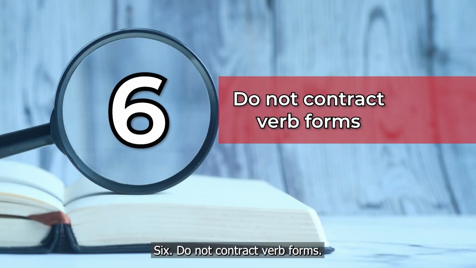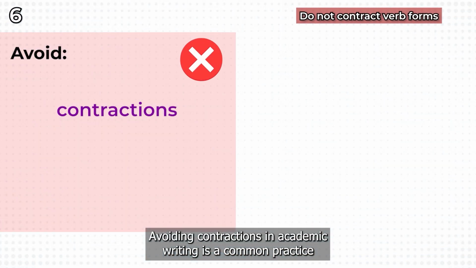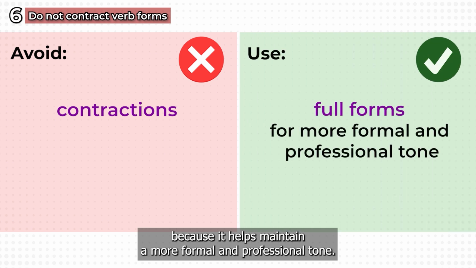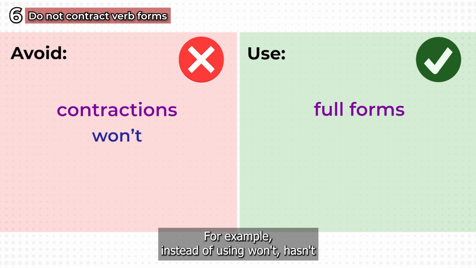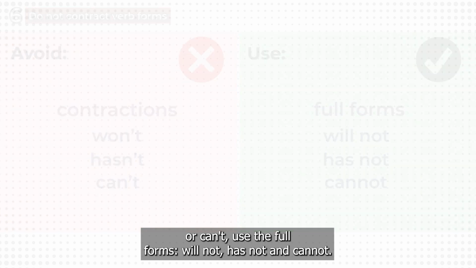6. Do not contract verb forms. Avoiding contractions in academic writing is a common practice, because it helps maintain a more formal and professional tone. For example, instead of using "won't," "hasn't," or "can't," use the full forms "will not," "has not," and "cannot."